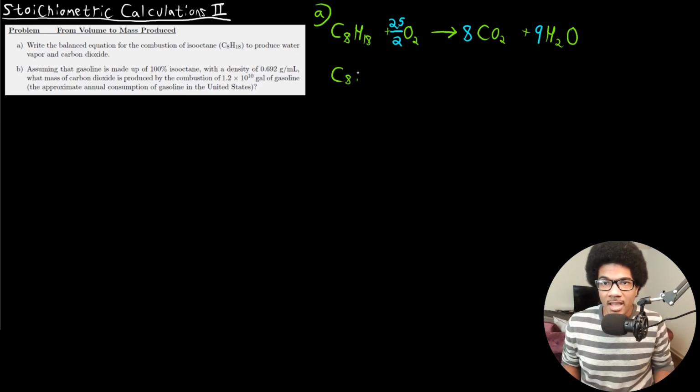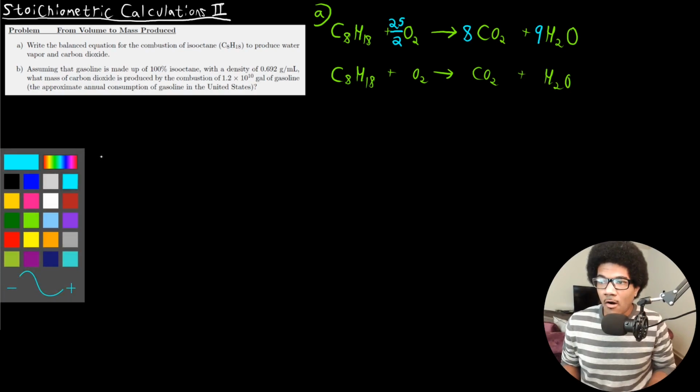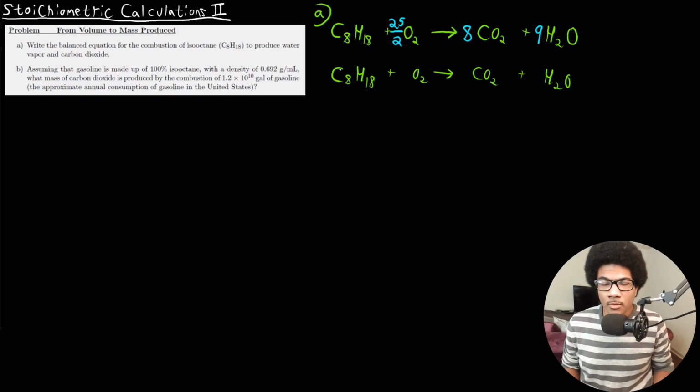So we have C8H18 plus O2, CO2 plus H2O. Right? So now if we multiply all of the stoichiometric coefficients by 2, we get the balanced chemical equation. So this guy will be 2C8H18.